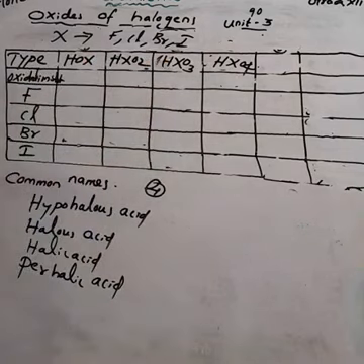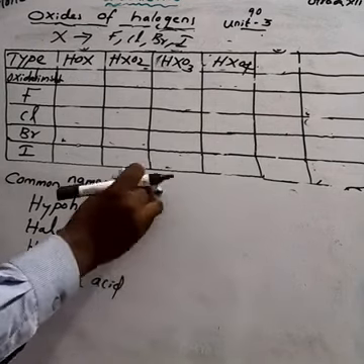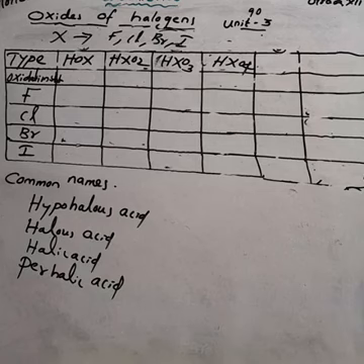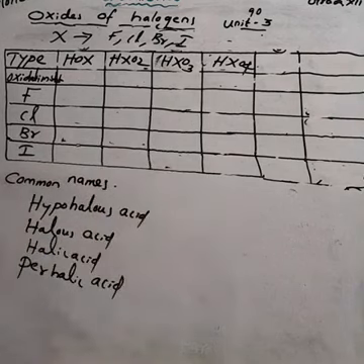And also many times we discussed how to find the oxidation state. If you feel any difficulty, please ask me, I will help you, okay? The oxidation state of the first type, HOX, is +1.